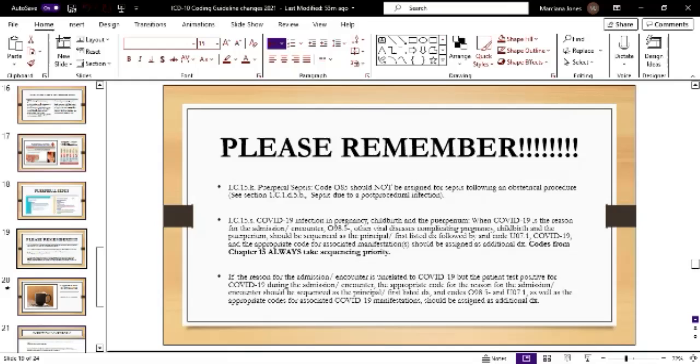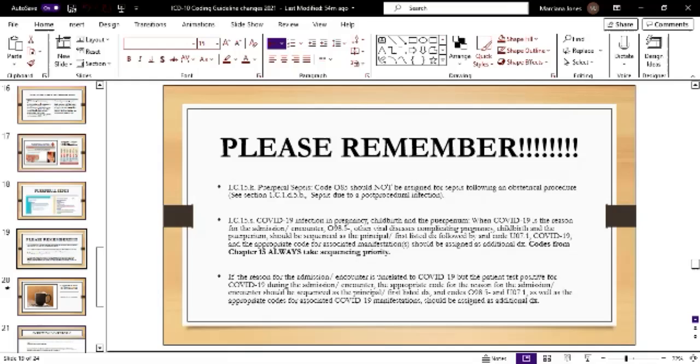If the reason for the admission or encounter is unrelated to COVID, but the patient tests positive for COVID during the admission or the encounter, the appropriate code for the reason for the admission and encounter should be sequenced as the principal or first listed diagnosis, and codes O98.5 extra digit and the COVID code, as well as the appropriate codes for associated COVID manifestations, should be assigned as additional diagnosis. I'll say it again.